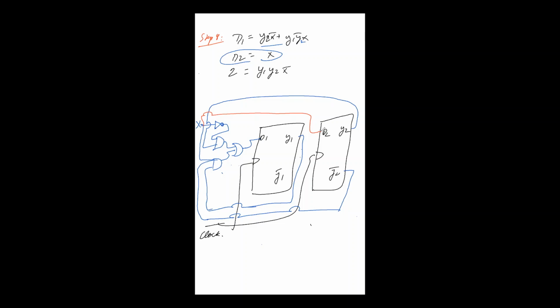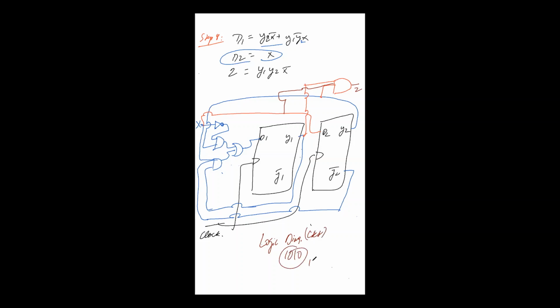And what is Z? Y1, Y2, X bar. So you can make an AND gate here. Y1 is this, Y2 is this, and X bar is this. The output is Z. This is the final logic diagram, the logic circuit for the sequence detector 1 0 1 0.